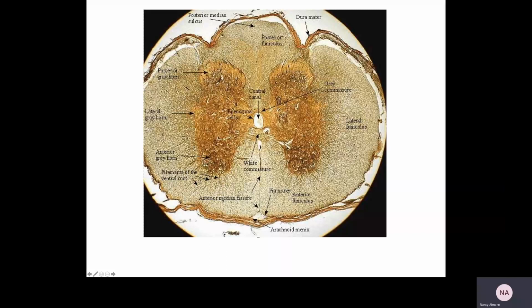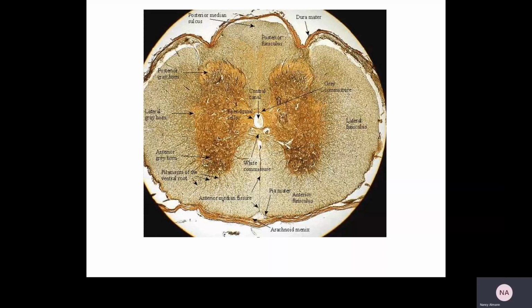Why do we care? We care because the anterior aspect of the spinal cord and the posterior aspect of the spinal cord will have different functions. One will be sensory and one will be motor. How do you tell which is which? The posterior aspect will be sensory. It will all be associated with sensory information.